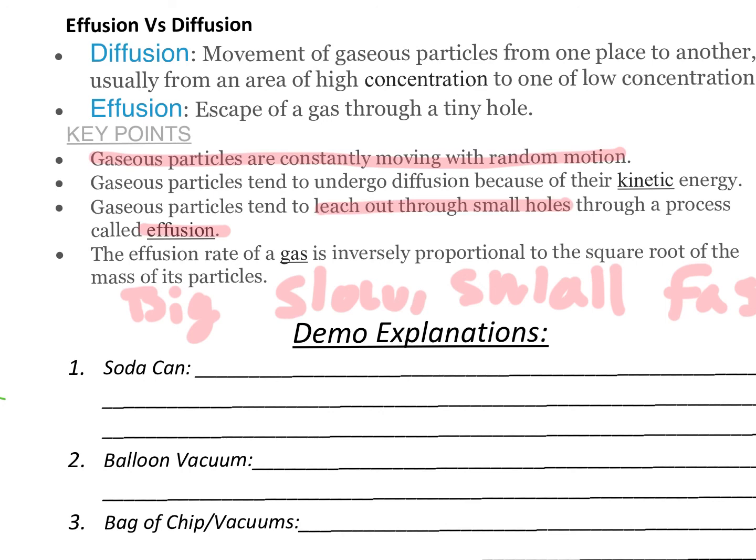Gaseous particles are constantly moving with random motion. This is what leads to this diffusion. Gaseous particles undergo diffusion because of their kinetic energy. Gaseous particles tend to leak out through small holes through a process called effusion, and the effusion rate of a gas is inversely proportional to the square root of the mass of its particles. In other words, big move slow, small move fast. That's effusion. Now for our demos.